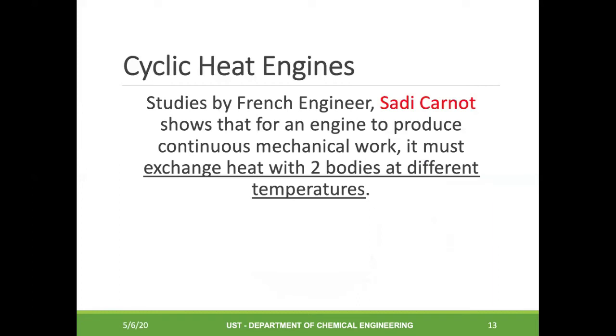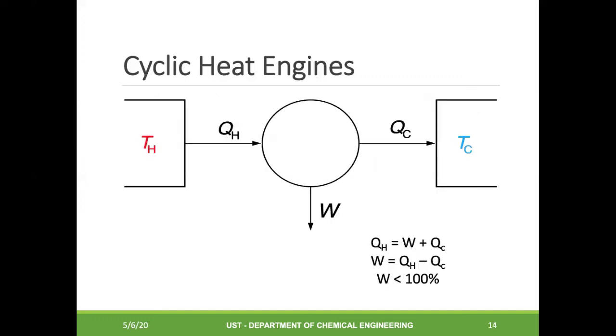This was also studied by the French engineer Sadi Carnot, who showed that for an engine to produce continuous mechanical work, it must exchange heat with two bodies at different temperatures. So from the equation, heat input is equal to work plus QC. So work is equal to QH minus QC. This just explains that for cyclic heat engines, it is impossible to get 100% work since there's heat loss in the system.